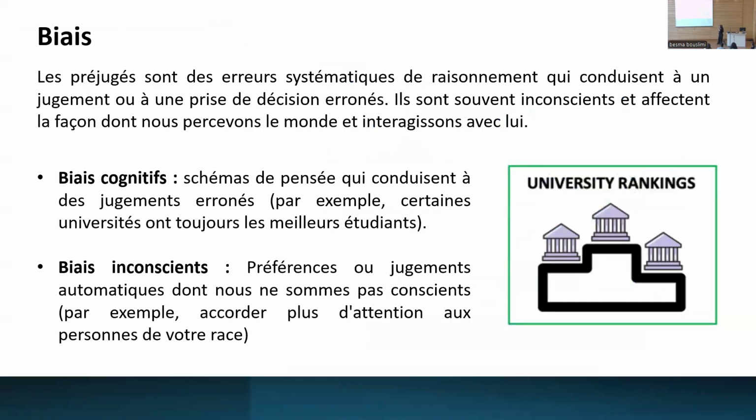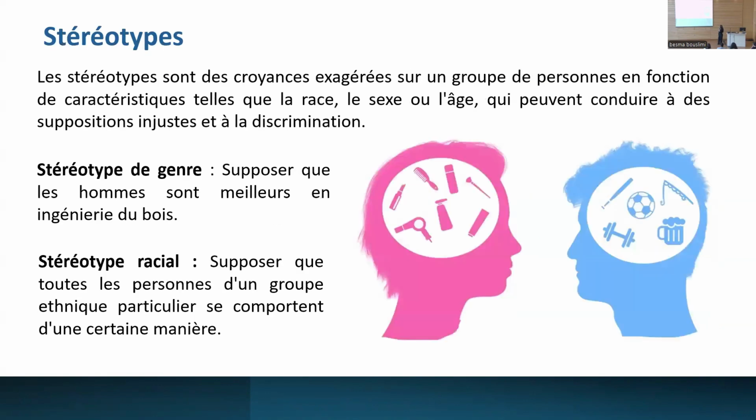So another thing is systematic biases. Biases are systematic errors that can affect our judgments and can be cognitive biases or unconscious biases. For example, we judge a student based on the ranking of the university, or we unconsciously prefer some people from our countries. And a stereotype, I can say, is a bit dangerous because it can sometimes lead to heartbreak.